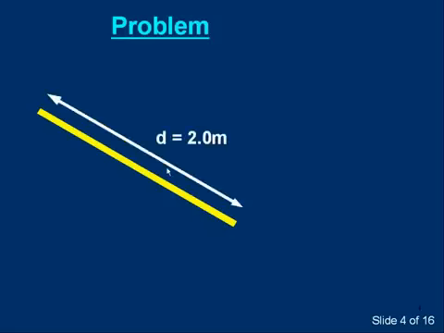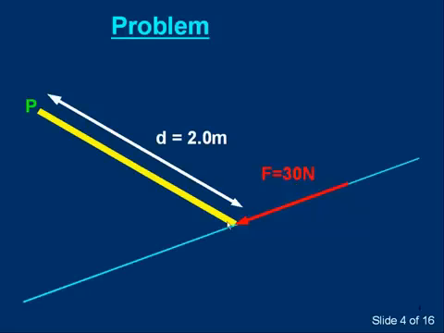Let's move on to the main part of the lesson. We'll start with a problem solving exercise for you. Here's a rod, a bar. Let's suppose its length d is 2 meters. Let's call the top point P, and let's apply a force to the bottom of 30 newtons. The line of action of the force is there. Let's put the angle in so you know the direction of the force relative to the rod. 50 degrees. The exercise for you is very simple. Find the moment of the force about point P. Pause and have a go.